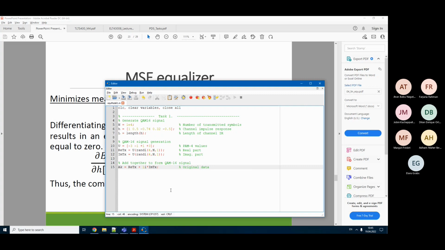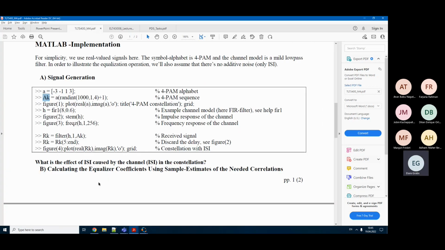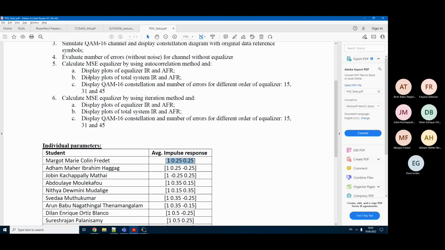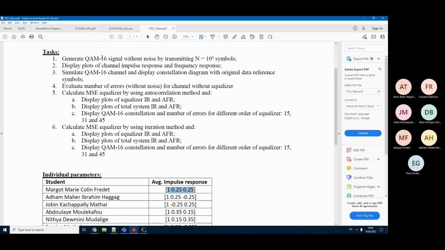Now we can actually plot it. That is task 1. We have generated the signal, but not yet transmitted it. So now we need to perform transmission of this signal.